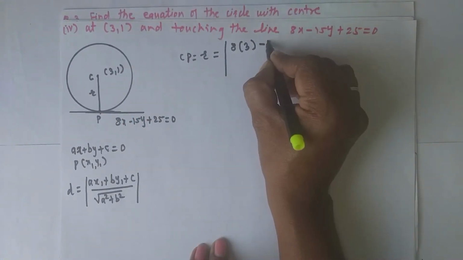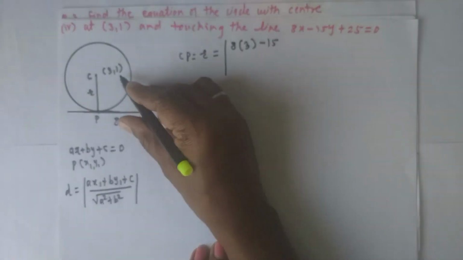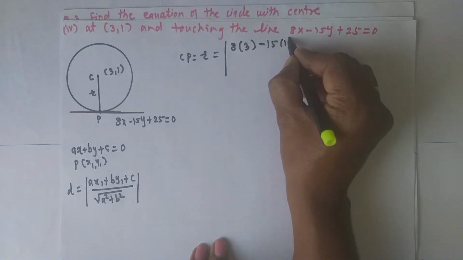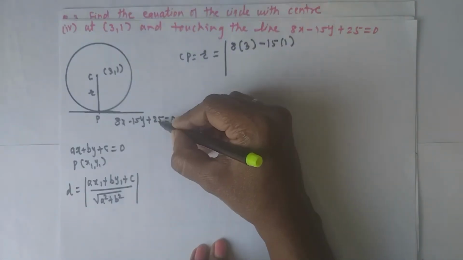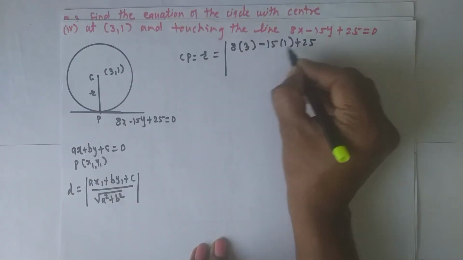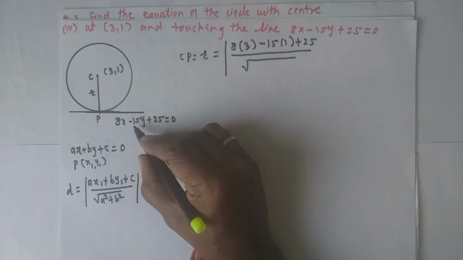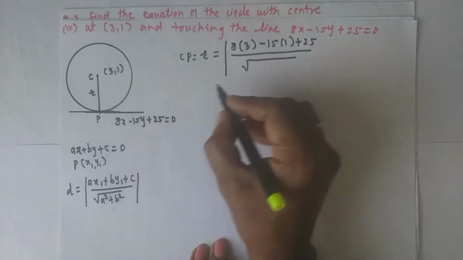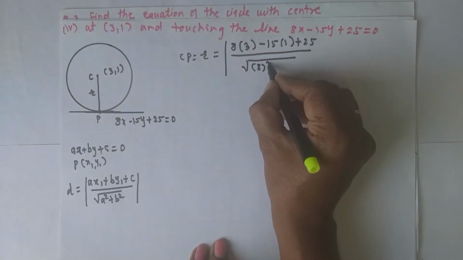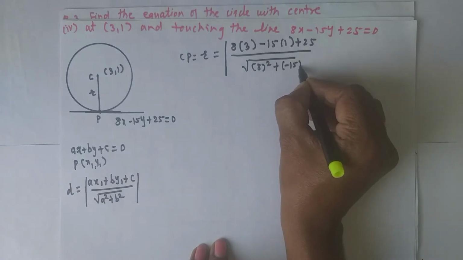Then B is minus 15. Then y1 means y coordinate of center, that is 1. And C means this constant 25. Divided by under root a square plus b square, means coefficients of x and y of the line. Therefore 8 square plus minus 15 square.